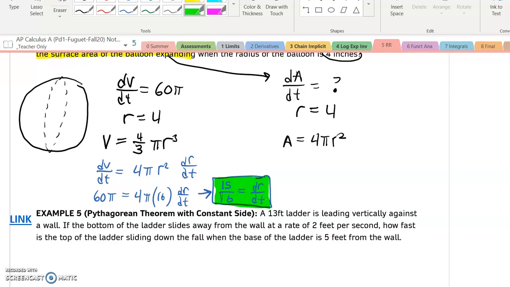So what I would do now is plug this in, by finding dr/dt as 15 over 16, we're now going to take that and plug it into the derivative of the surface area, which is the problem here on the right. So once again, I'll give you a second to pause this video and see if you can finish the problem off.